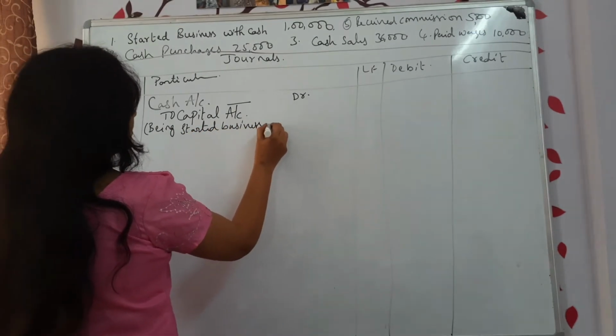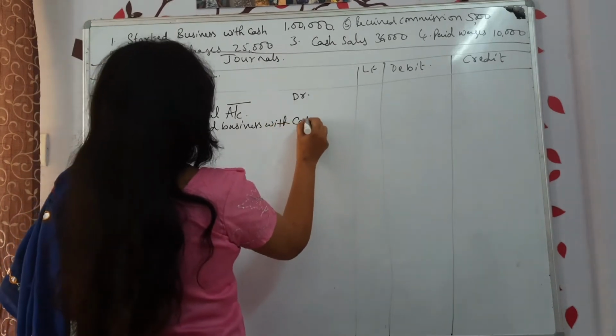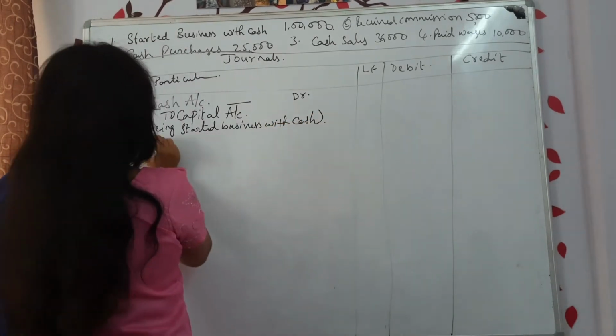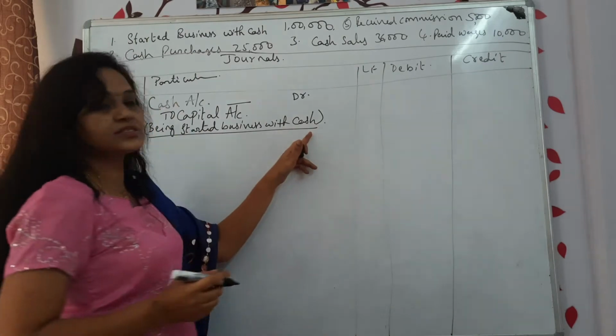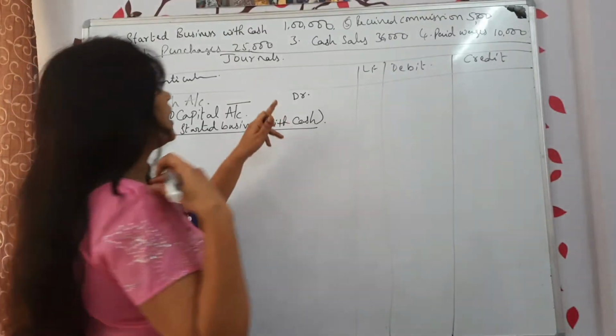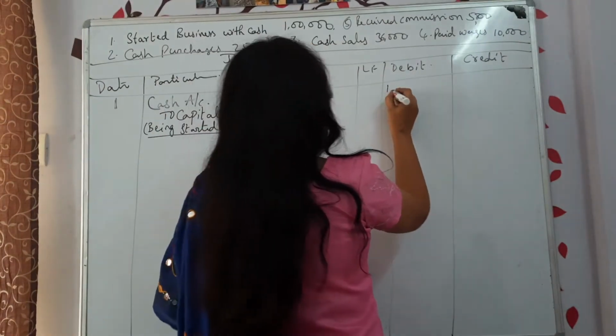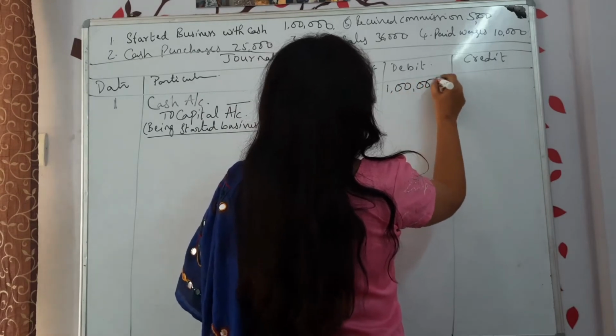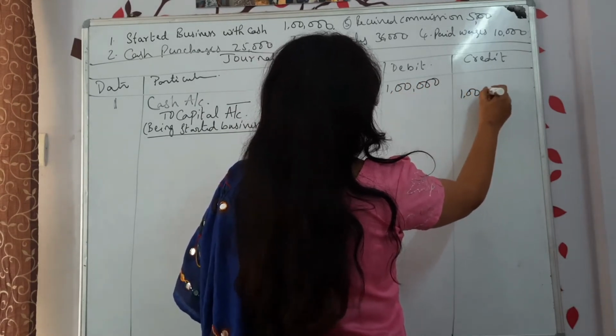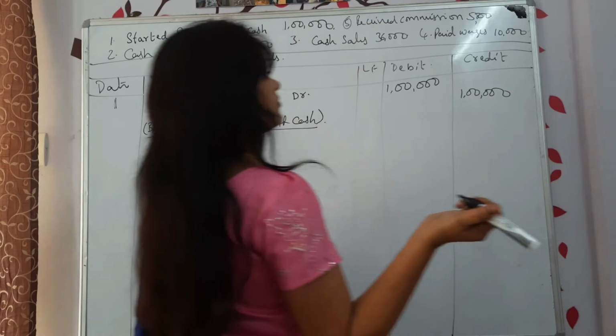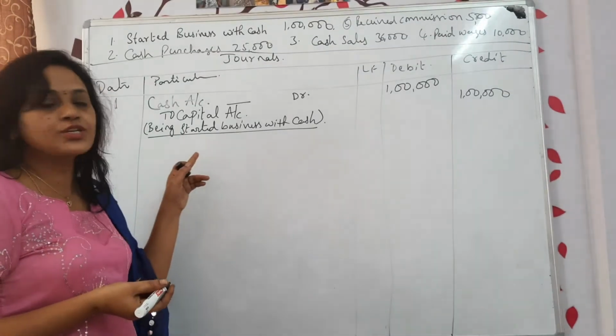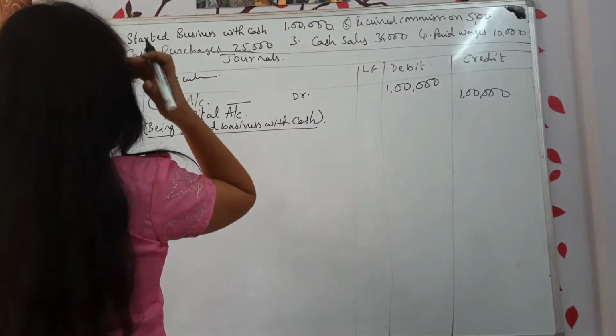Business with cash, and it should be in the brackets and underlined. Now what is the amount? Debit 1 lakh and credit also 1 lakh. Got it? So the first transaction is over.